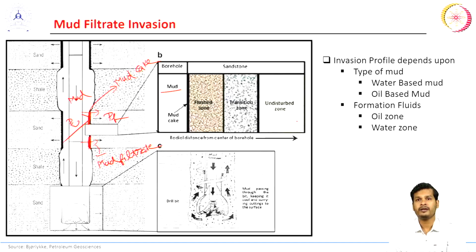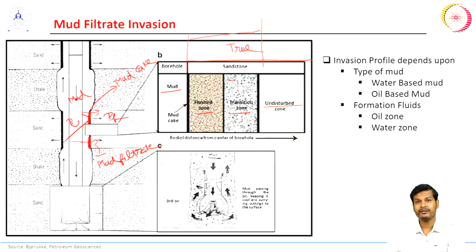Now, the initial condition of the formation was what? Everywhere we had true formation, or undisturbed formation. Now, two different zones are created. One is called the flush zone, the second is called the transition zone, or in a few books you will also see it called the invaded zone. Typically, the whole is the invaded zone, so it is better to call this second zone the transition zone, and the flush and transition zones together should be called the invaded zone.